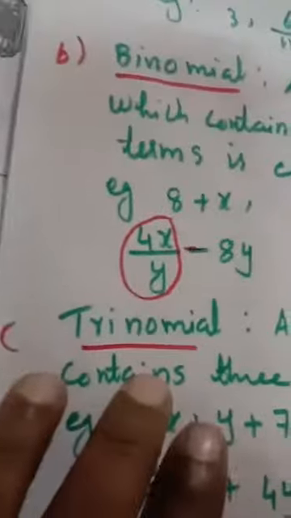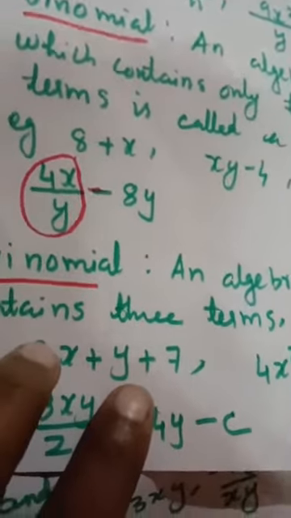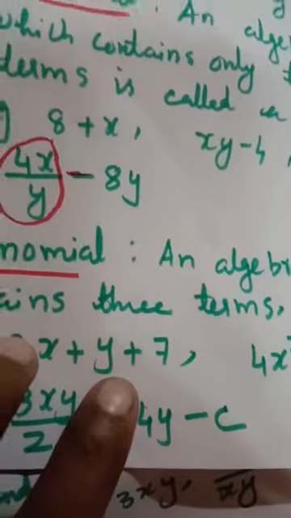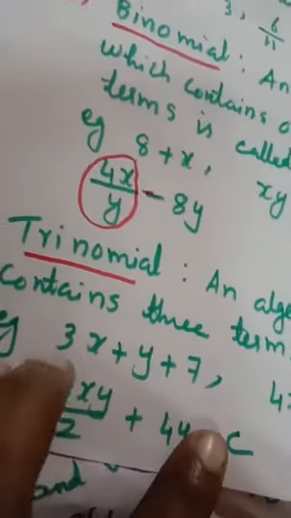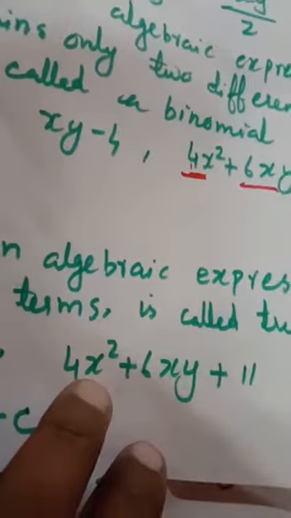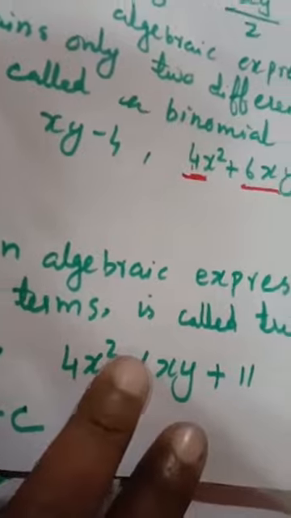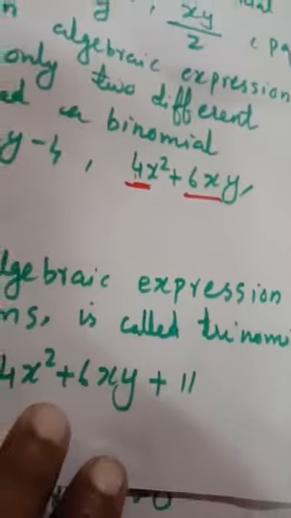Okay. Next, trinomial. Trinomial means an algebraic expression that contains three terms. See, how do we divide terms? Only with the plus sign and minus sign. So, 3x plus y plus 7 is an example of trinomial. Three terms: 3x is the first term, y is another term, and 7 is another term. 4x square plus 6xy plus 11 is another trinomial. 4x square is one term, 6xy is another term, and 11 is another term, connected by plus sign.